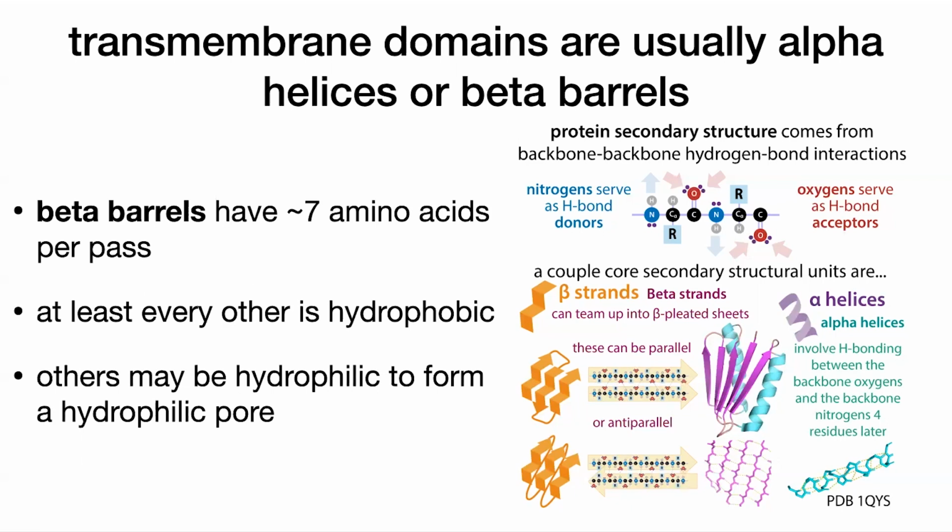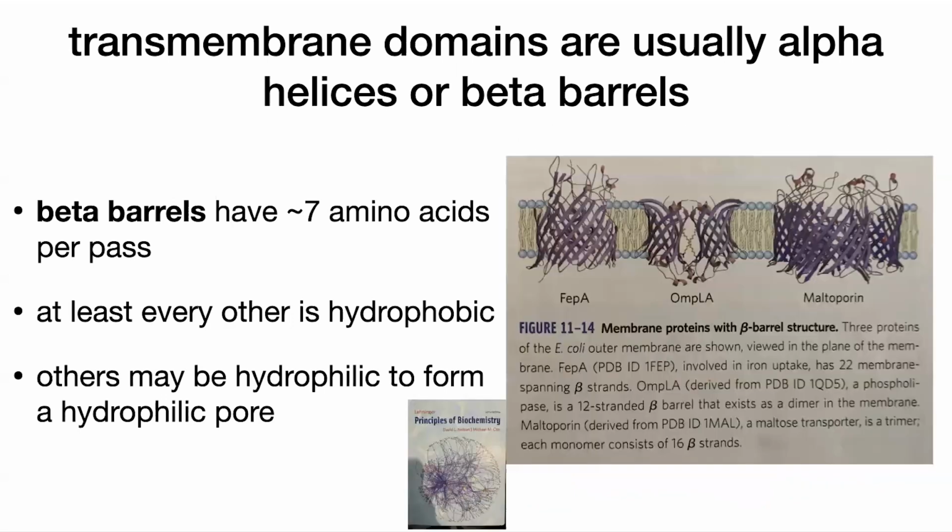It's harder to predict whether something will go through a membrane as a beta strand, however. As a beta strand, one of those accordion style things, the protein is going to be in a zigzag that's more extended rather than tightly coiled. And so it's only going to take about 7 amino acids to go through a pass. And only every other one of them is actually going to have to be in contact with the lipid. So every other one has to be hydrophobic, but the others can be hydrophilic, and this can be used to form a hydrophilic pore. And so here are some examples.